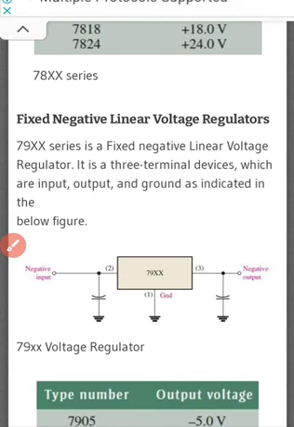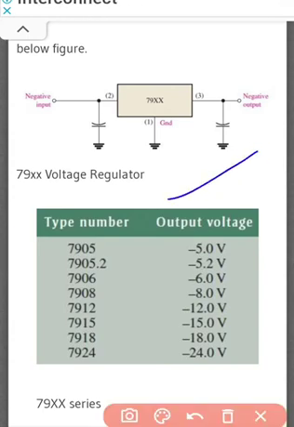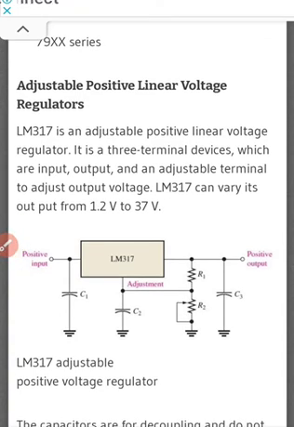It is a 3-terminal device consisting of input, output and ground, as you can see from the figure also. Next comes our adjustable positive linear voltage regulator.